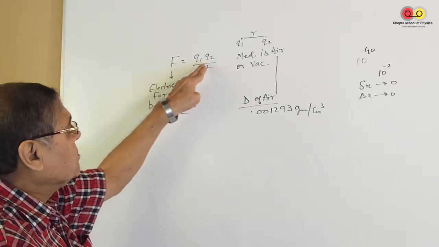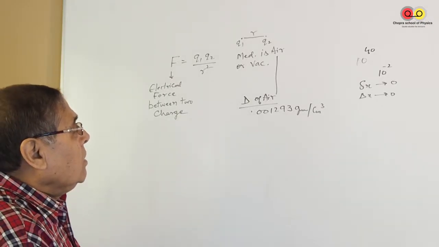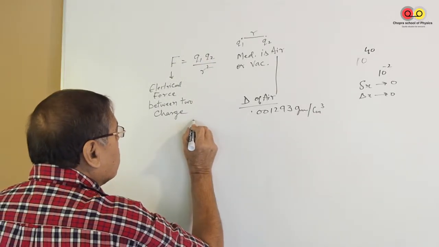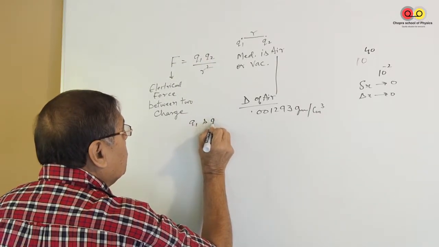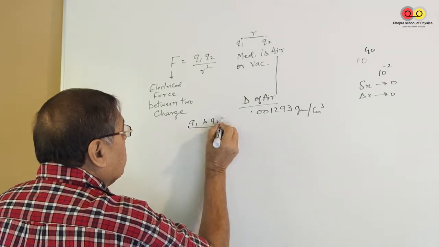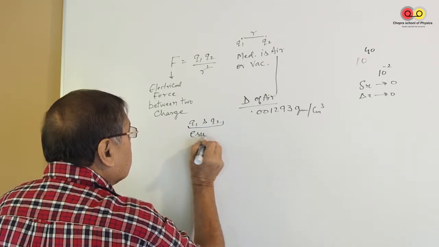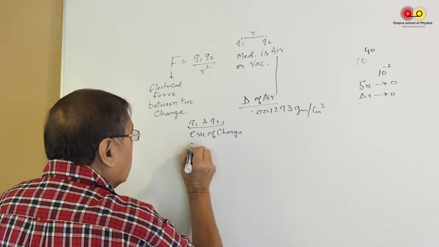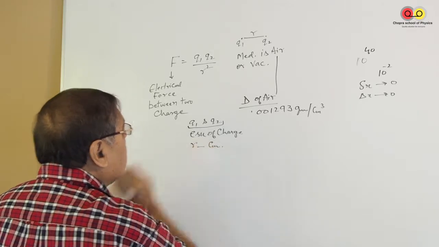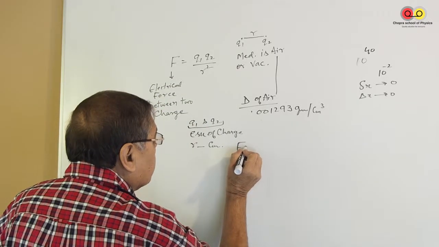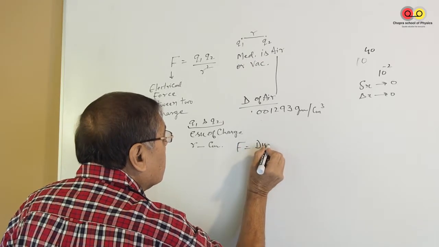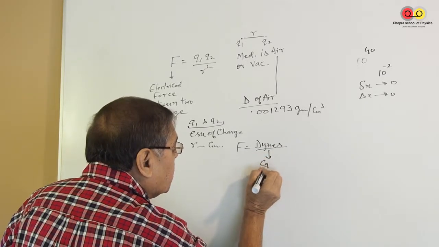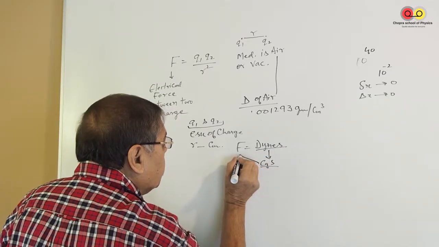And now it is the formula in CGS system. Now here, these are the two charges, Q1 and Q2. They must be taken in electrostatic units of charge. R must be taken in centimeters. And force must be calculated in dynes. Dyne is the CGS unit of force.